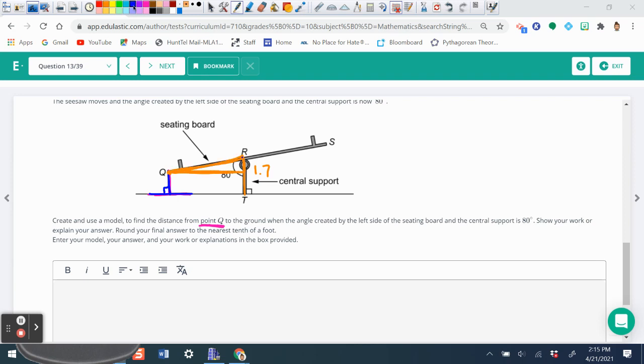Reason being is I already know that the distance from RT is 1.7. So if I can find this distance here, and I'll highlight it in a slightly better color, if I can find this distance, and we'll call this point M, so if I can find that distance from R to M, I can subtract it from 1.7, the height of the central support, and I'll find this distance from Q to the ground, or from M to T. So that's how I'm going to approach it.